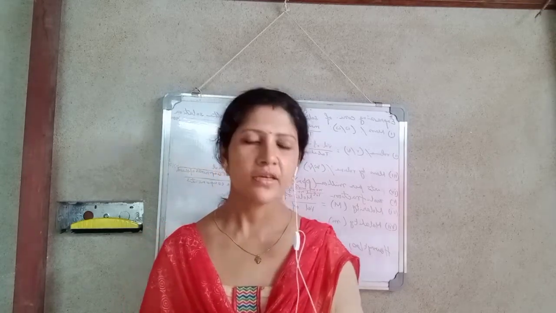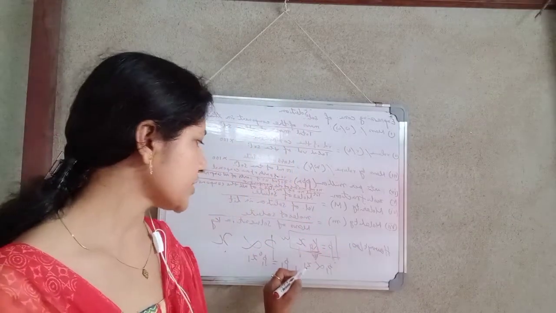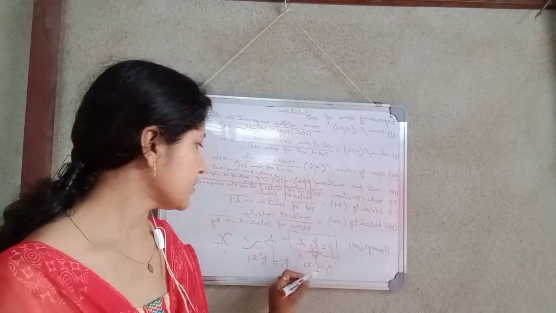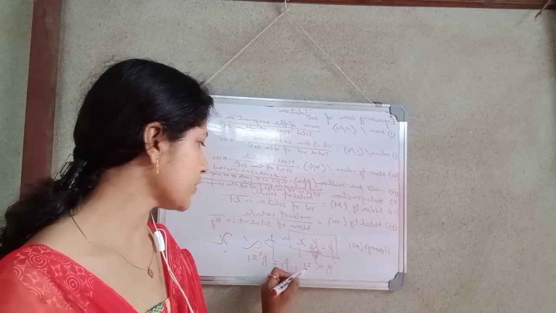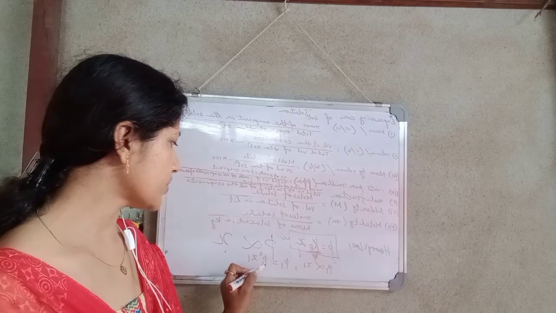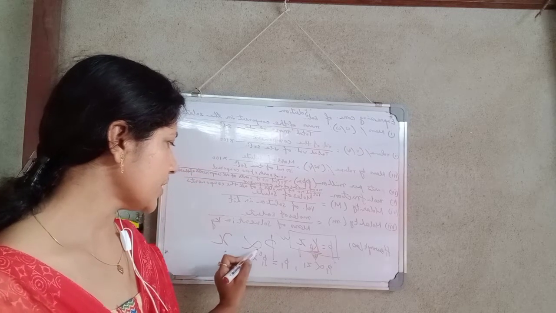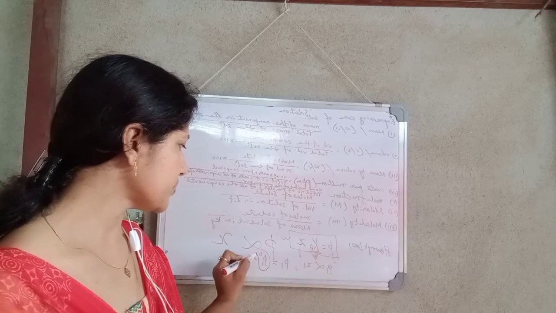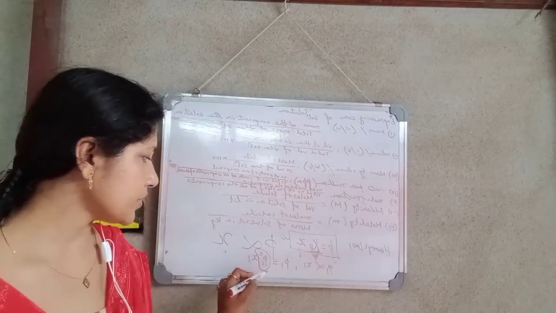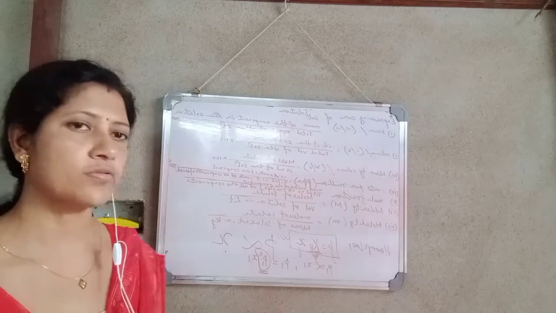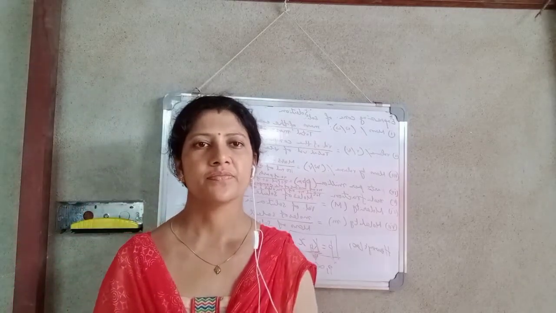Okay, if the mole fraction is x1 and P1 is the partial pressure, so P1 is proportional to x1, that is P1 equals P1 naught into x1. Here P1 naught is the pure component vapor pressure.